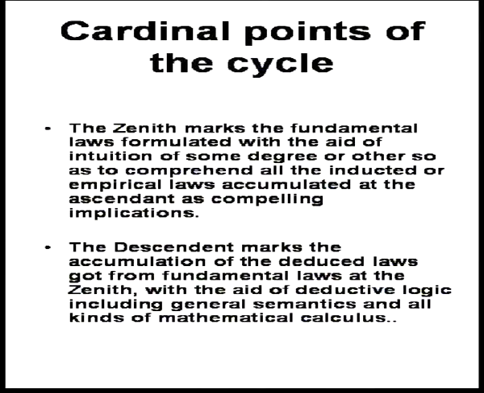The zenith marks the fundamental laws formulated with the aid of intuition of some degree or other so as to comprehend all the induced or empirical laws accumulated at the ascendant, or compelling implications. The descendant marks the accumulation of the deduced laws got from fundamental laws at the zenith with the aid of deductive logic, including syllogism, semantics and all kinds of mathematical calculus.